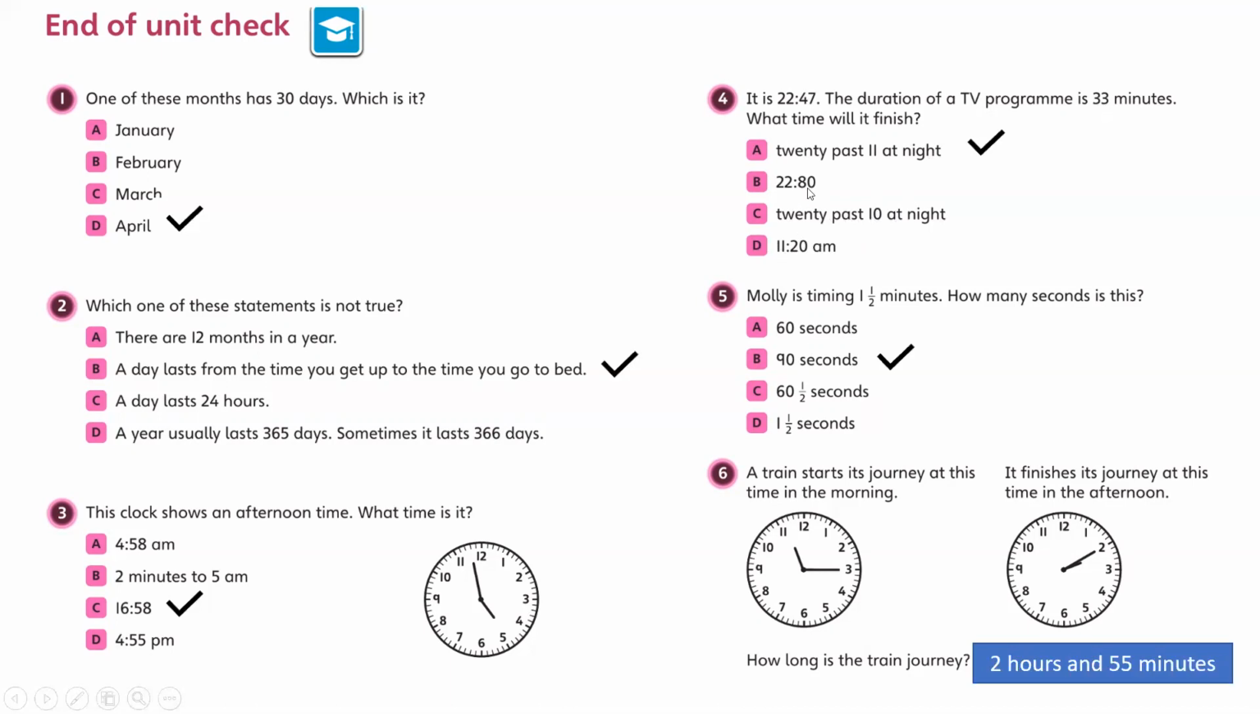What about this one? This is a tricky one. I know what they've done. They've done 47 plus 33, which does make 80, but we know there's only 60 minutes in an hour, so that's not right. So it's A.